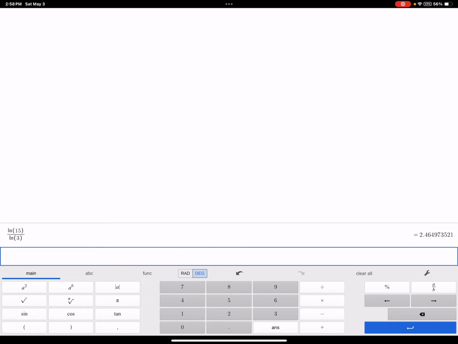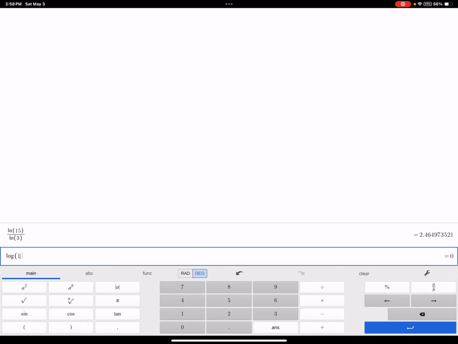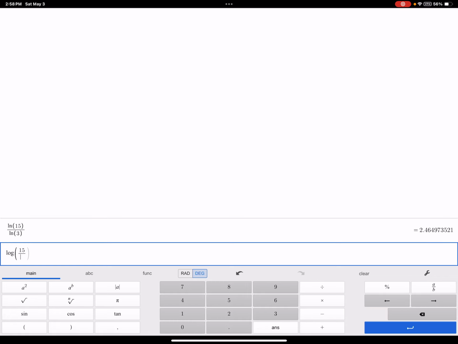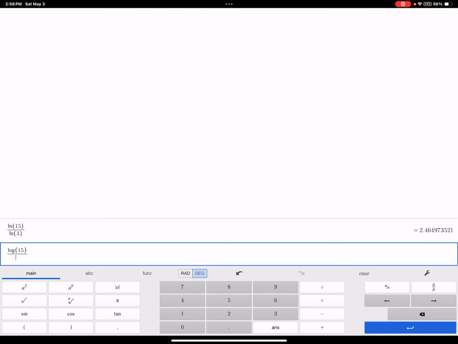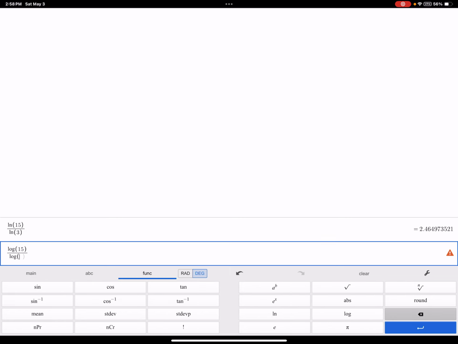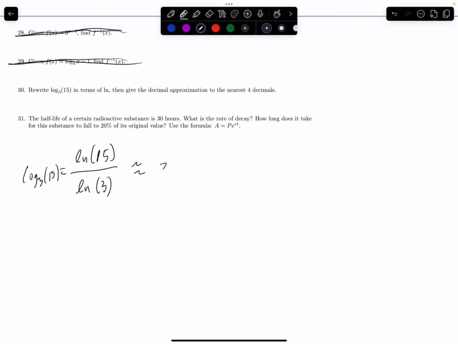I've done this before, but just to prove to you that it's true, watch. Do log 15. Oops. Not like that, not within the log. Two separate logs. Divided by log of 3. And boom, see, same thing. 2.4649, but it's a 97, to the nearest 4 would be 2.4650. 2.4650 to the nearest 4 decimal places. And that's 30. That's easy.